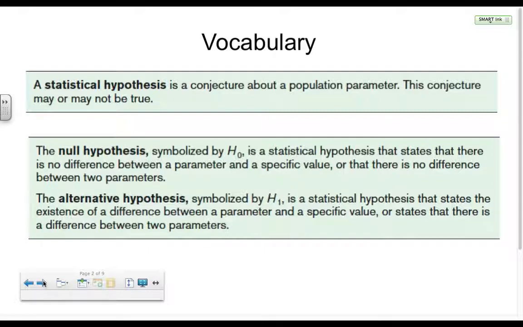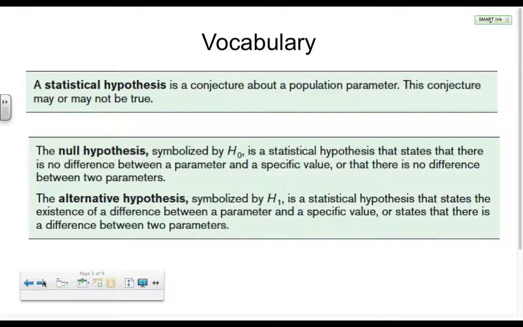Now, here's the thing with statistical hypotheses. We make this as a statistical hypothesis, a conjecture about a population parameter. Okay, that means that we're going to make a guess. We think that the population parameter is not the same, or we think that our statistics or our experiment will prove something different than what's already established.